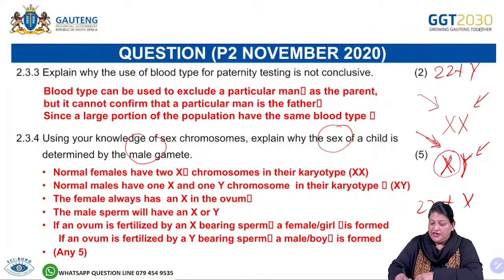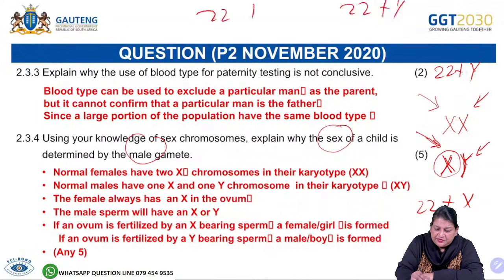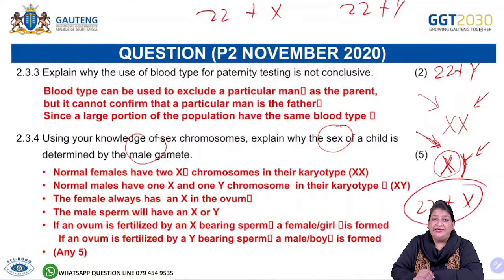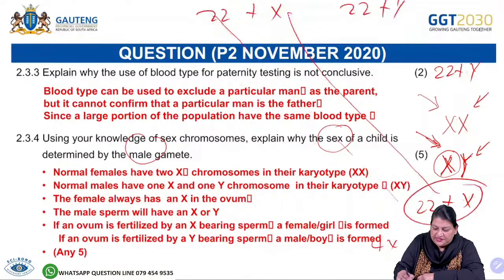So it's only the sperm with the 22 plus Y that's going to make a son, and an ovum is always 22 plus X. An ovum comes from the mother. A sperm comes from the father. So sperms can be 22 plus Y or sperms can be 22 plus X. But the ovum is always 22 plus X. So if there's going to be a daughter, it's going to be 22 plus 22 giving you 44 and X plus X giving you XX, which is the female.